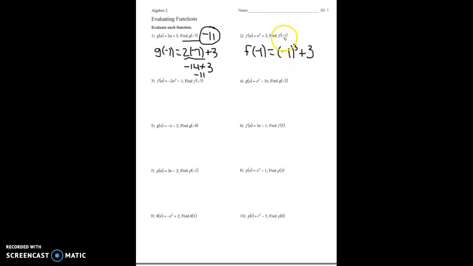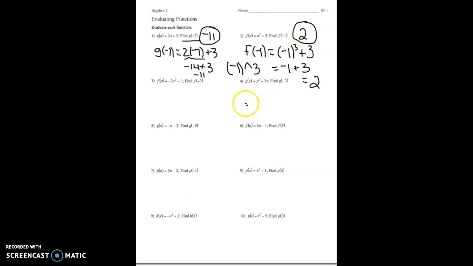I have to cube the negative 1. In my calculator, that means I have to put in negative 1 in parentheses, raise it to the third power. So it's negative 1 times negative 1 times negative 1, which is negative 1. Then we add 3 to it, so negative 1 plus 3 gets us a value of 2. So our answer for this one is 2.